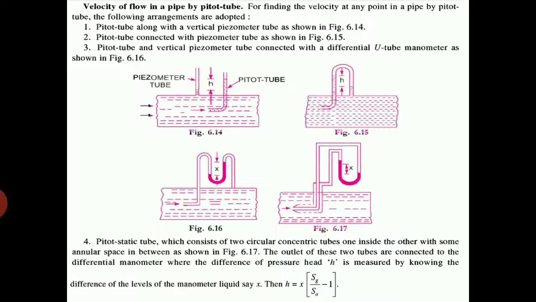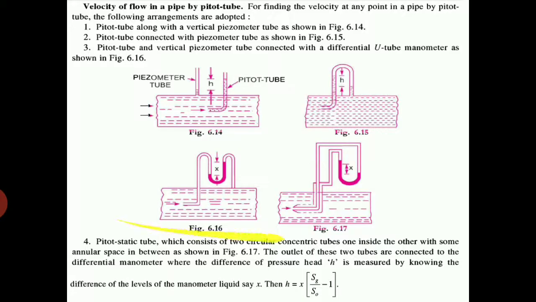Similarly, now this Pitot tube is connected to the piezometer tube. So this is another arrangement. Again in this we are calculating the difference between these two water levels, and we are substituting the difference of these two water levels in the formula Cv into under root 2gh.